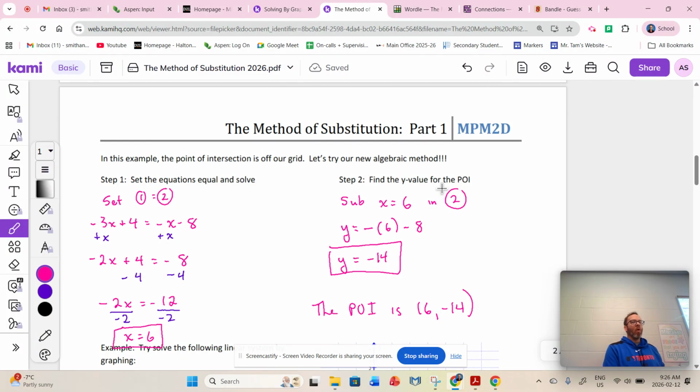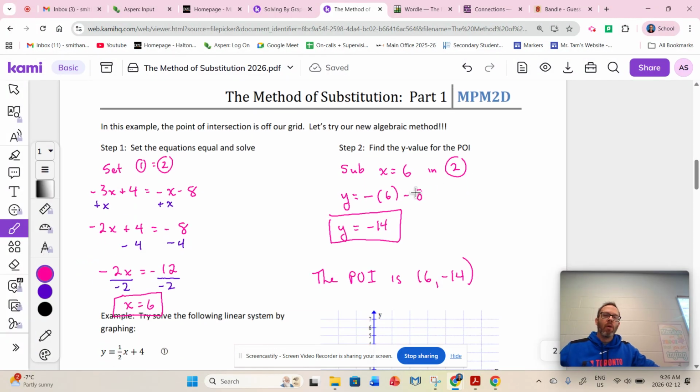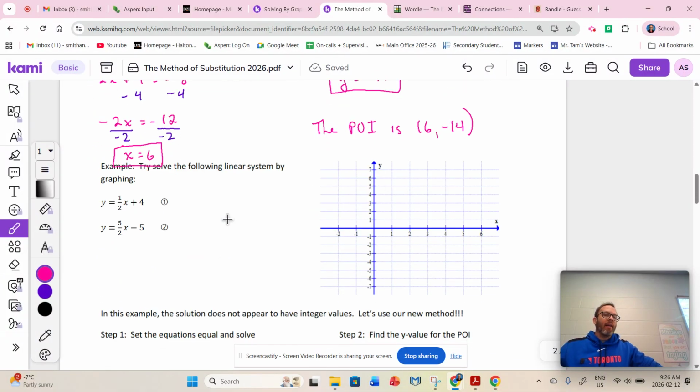Okay, let's do one more. Now I do want to show you guys, here's one more case about why we need this new method. If you haven't yet, can you try sketching these 2 lines? Let's try solving this one by graphing.